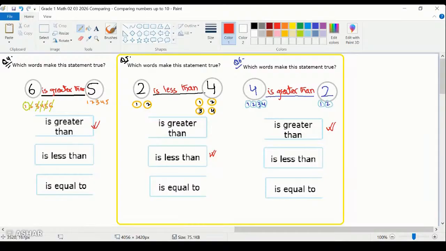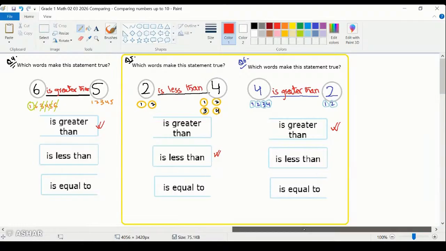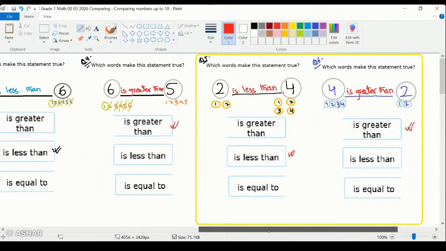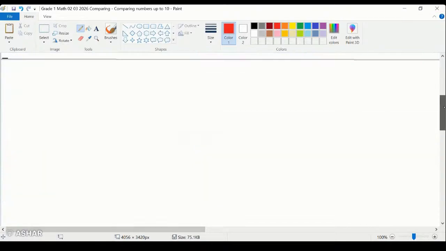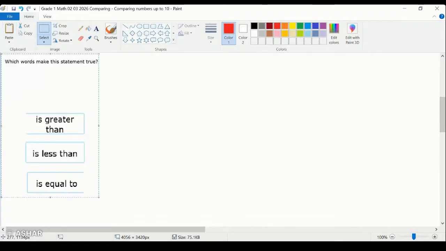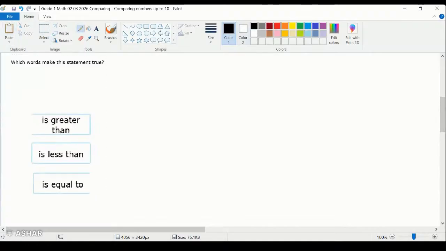Okay. Let's move ahead. Let's do another question. Question number 7. In question number 7, what we can say is, if this is a statement given to us, and the numbers given to us were 3 and 7, which number would be greater? Which number is greater? Is 3 greater or 7 greater?